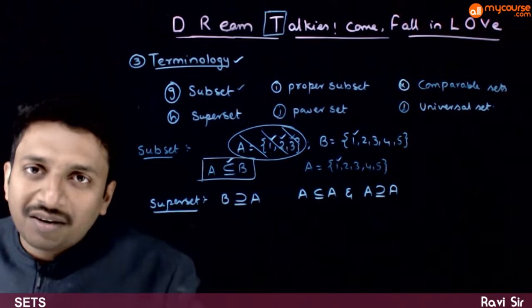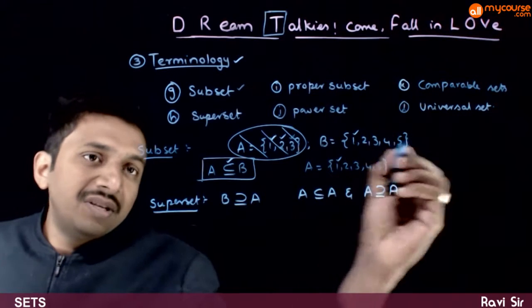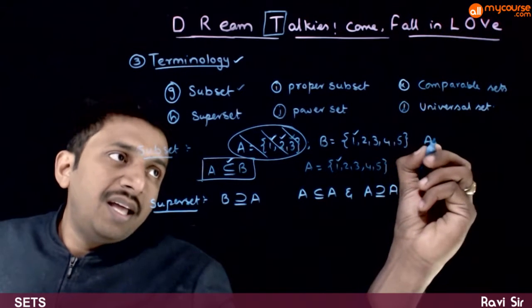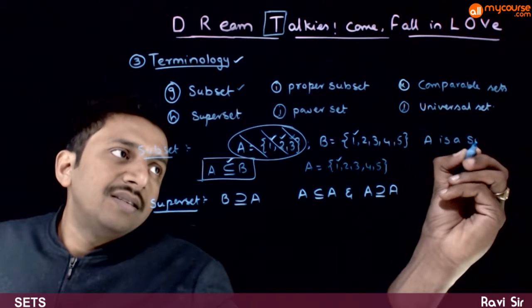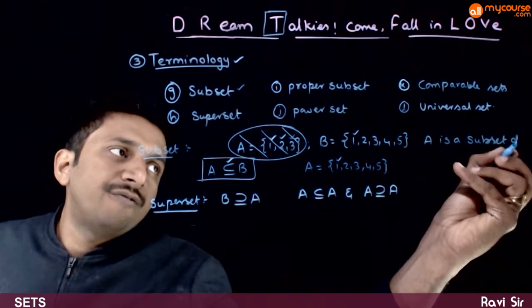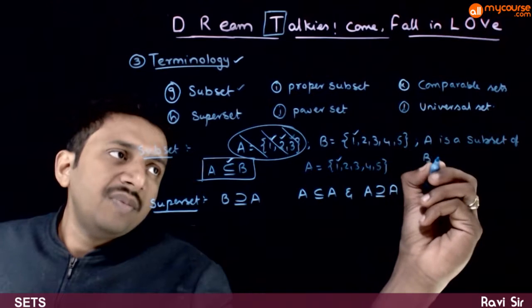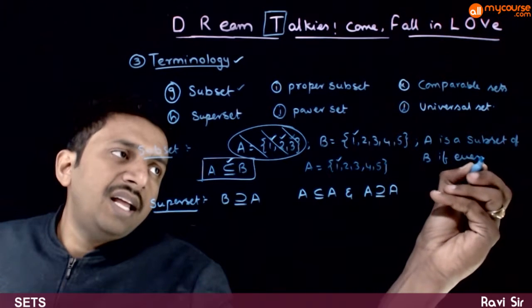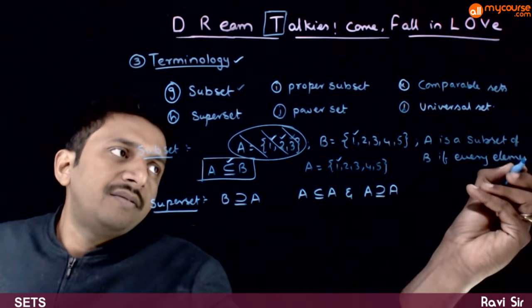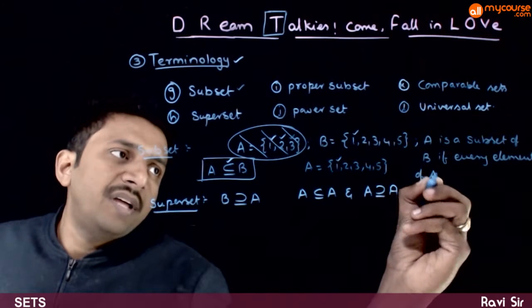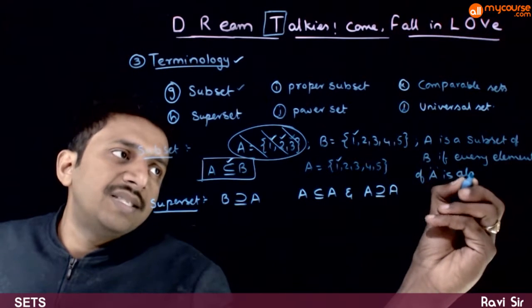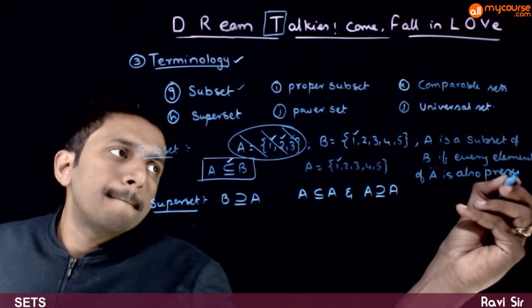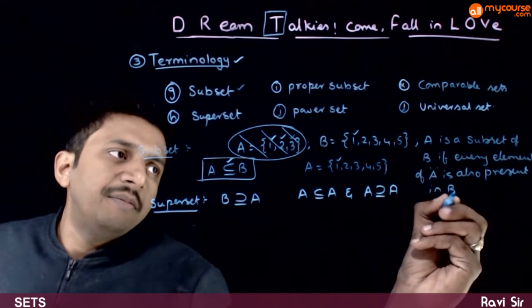I hope these two are clear. You have to remember the definition. A is a subset of B if every element of A is also present in B.